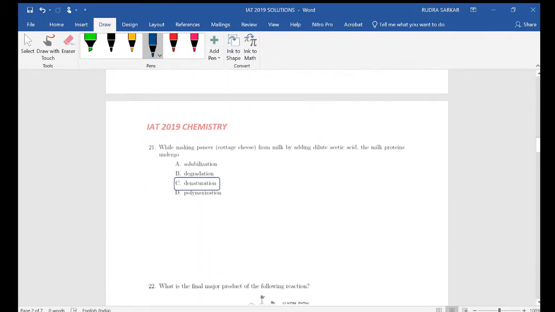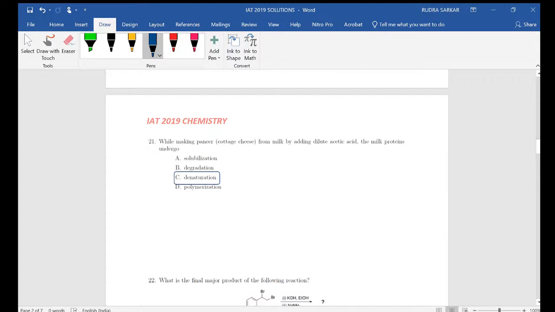Question number 21 is, while making cottage cheese or paneer from milk by adding dilute acetic acid, the milk proteins undergo. This is again a memory based question, and we will say it is undergoing denaturation of proteins. This is obviously an irreversible process.